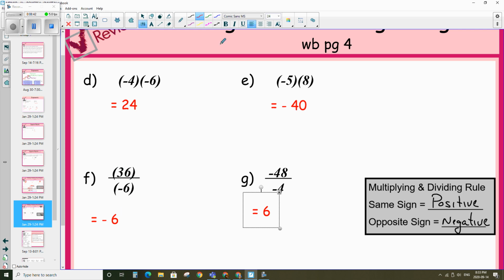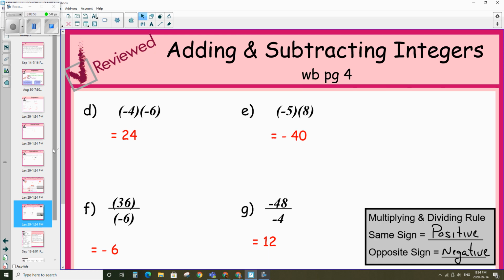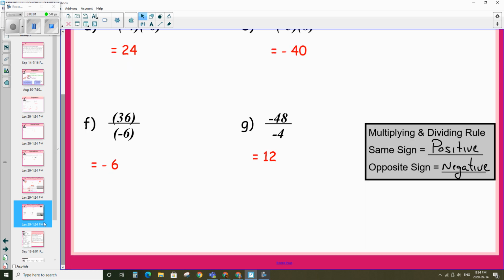And then the last one, 48 divided by 4 is not 6. I had the wrong answer there, so I just changed it. 48 divided by 4 is 12. There we go. All right, so that was it for the lessons. Those are all the examples that I had for you.